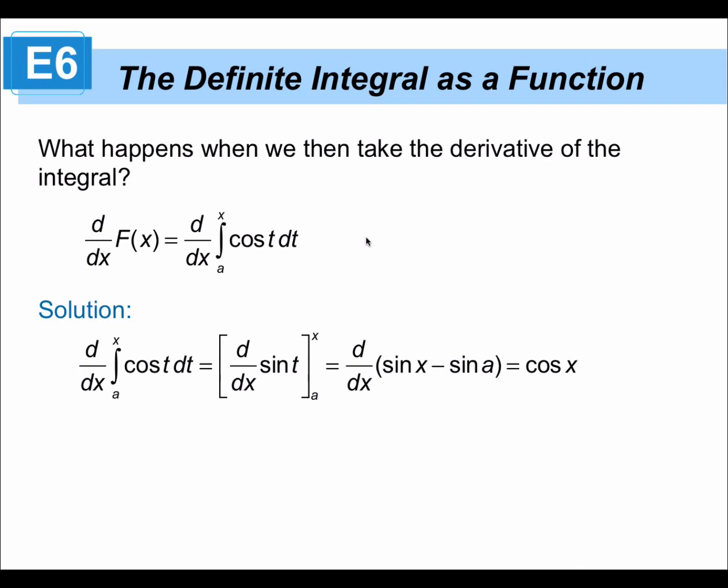How do you know A is a constant and X is not? Because A and B are always constants. X is always a variable, unless it says otherwise.